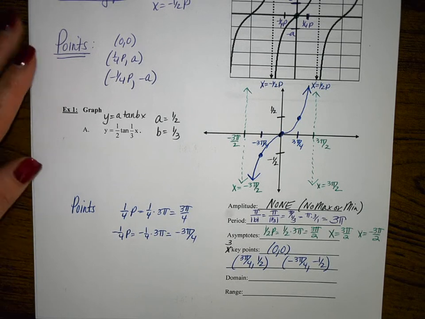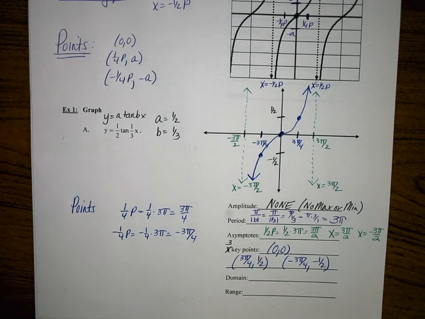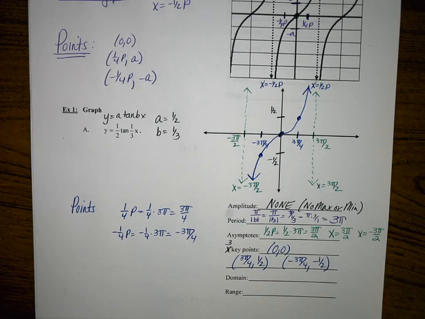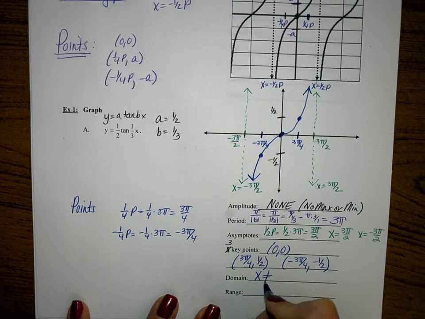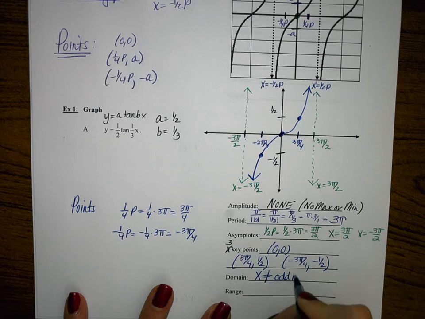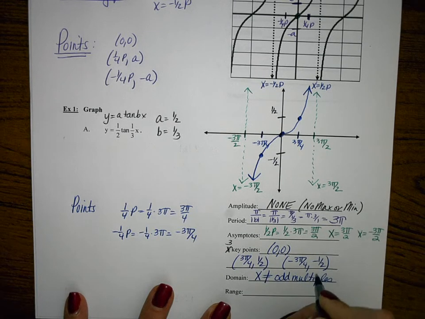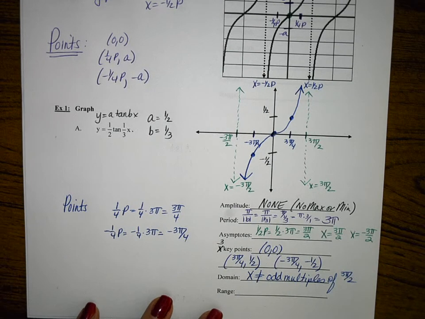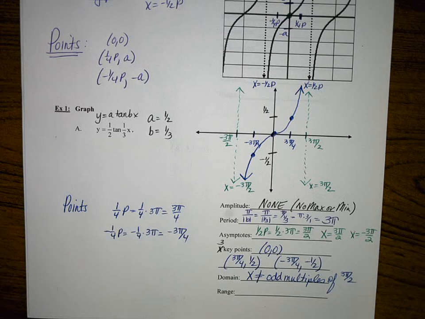Now, what about my domain? Can I have everything I want? No. What numbers can't I have? I can't have 3 pi over 2, I can't have negative 3 pi over 2, and I can't have increments of that. So we're going to say x does not equal odd multiples of 3 pi over 2. What about my range? What about my y values? All reals. I have anything I want for y.